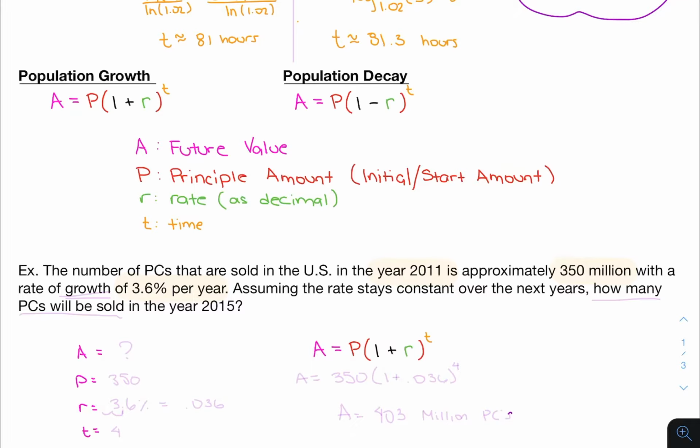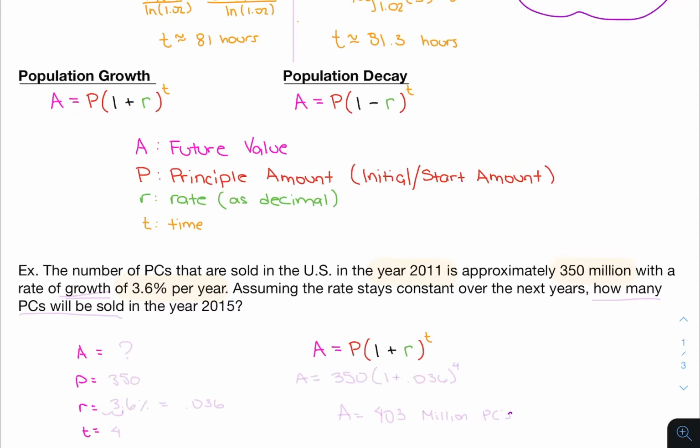The only difference between growth and decay is the sign in between. So the equation for growth is A equals P times (1 plus r) to the t power, whereas decay has a minus sign in between. A usually stands for the future value, P stands for the principal value, meaning the initial or start amount. R stands for the rate.